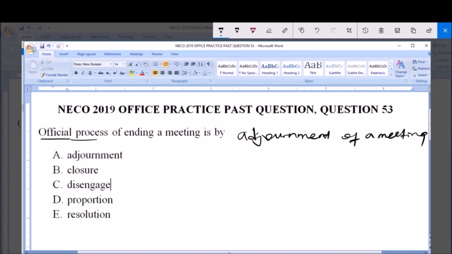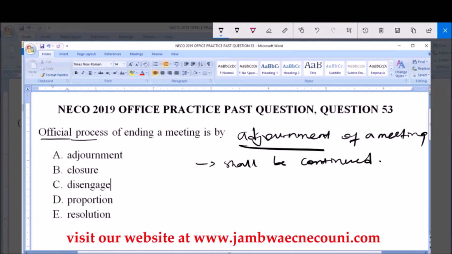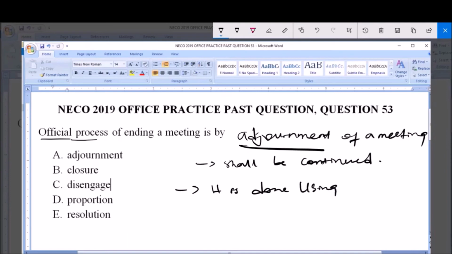Now when a meeting is adjourned, it simply means that the meeting shall be continued. And so we call it adjournment of a meeting. Adjournment of a meeting is the official way of ending a meeting, and it could be done using a motion to adjourn. So the answer to this question is option A, adjournment of meeting.